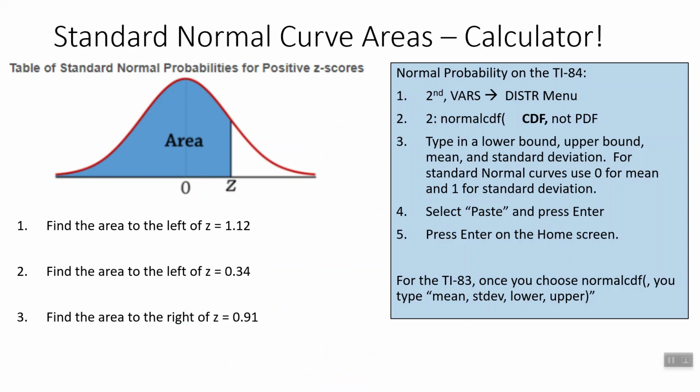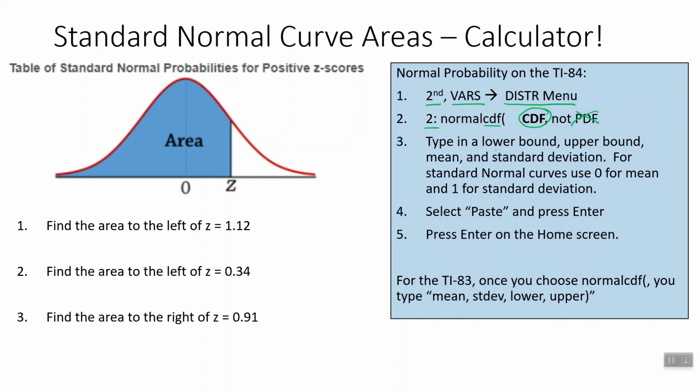Now there's also a way to do this on your calculator, which will probably be the way that you're going to do this most of the time. We're going to a new menu called the distributions menu on the TI-84. On the TI-83, it's in the same place. The way we get there is we press second, and then the vars button. It's just to the left of clear. We're going to choose number 2, normal CDF. So it's the one with the C, not the P. We're never going to use the one with the P.